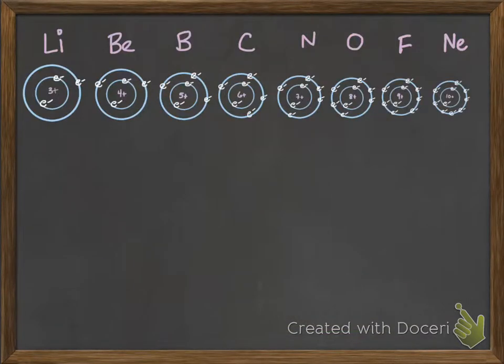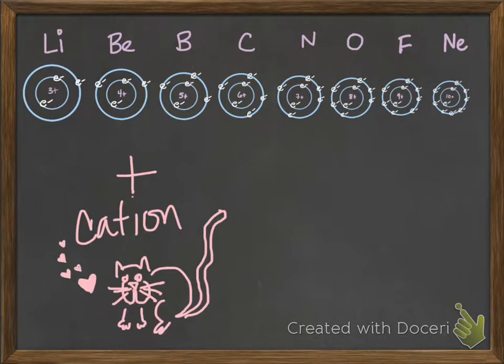So I've got a drawing of our second period running from lithium to neon, and recently we've talked about the process of making an ion by removing an electron, which gives us a cation.